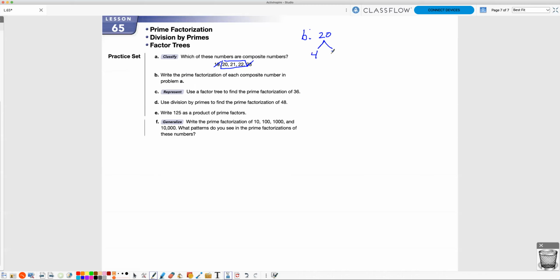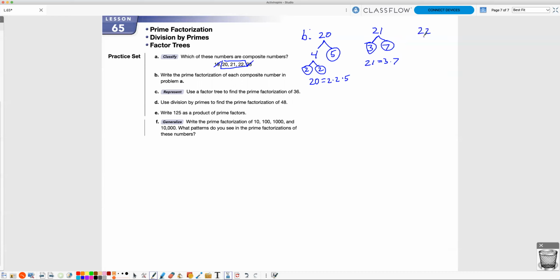I'd have 4 times 5, and 4 can be split into 2 times 2, and 5 was a prime number already. So the prime factorization of 20 is 2 times 2 times 5. For 21, let's say split that up again, it'd be 3 times 7. Those are both prime numbers, so I'm done. So for 21, that's the same as 3 times 7, prime factorization.